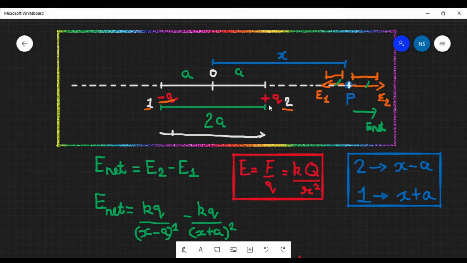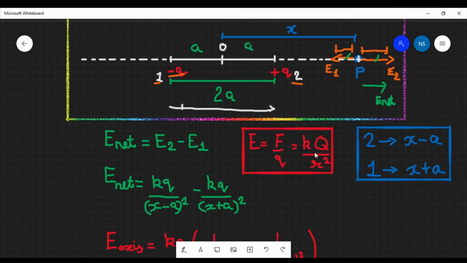So the distance between plus Q charge and point P will be this total distance x minus a. That is, it was not x distance away, it was a bit nearer to this point P, so we subtract: x minus a. So on this charge 2, that is plus Q charge, the distance is x minus a. Over here on the first charge, that is minus Q, it is x from the center plus there is one more a over here, so we add them, that is x plus a. So from charge 1, or minus Q, the distance is x plus a.